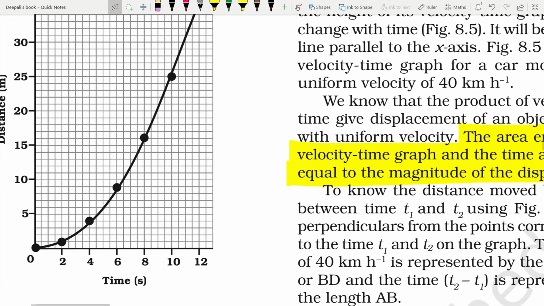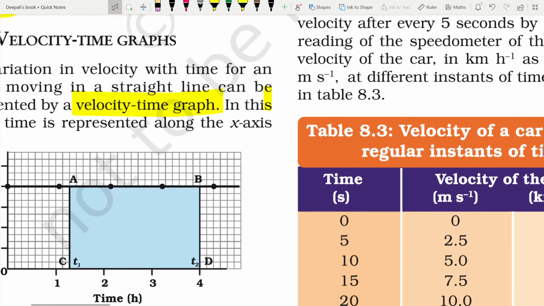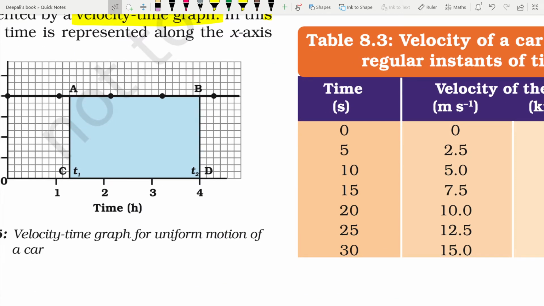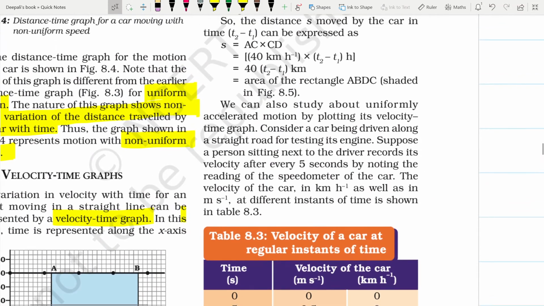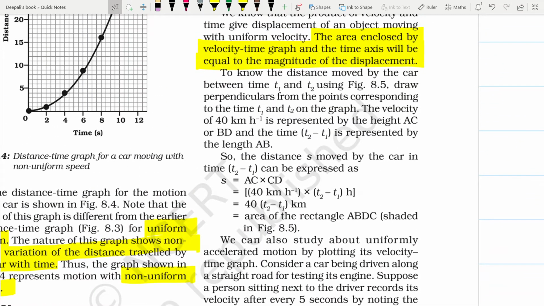So you can observe in this figure that the area ABDC shows the displacement of the object. To know the distance moved by the car between time t1 and t2, using figure 8.5, draw a perpendicular from the point corresponding to time t1 and t2 on the graph. The velocity of 40 km per hour is represented by the height AC or BD, and the time t2 minus t1 is represented by length AB.